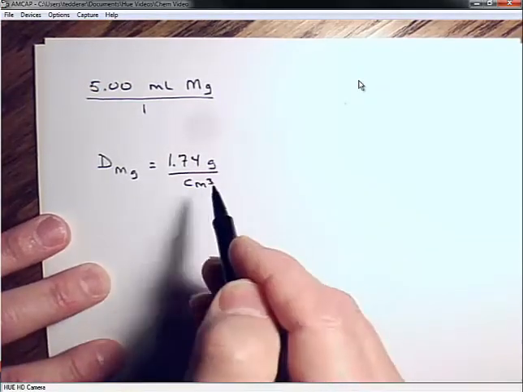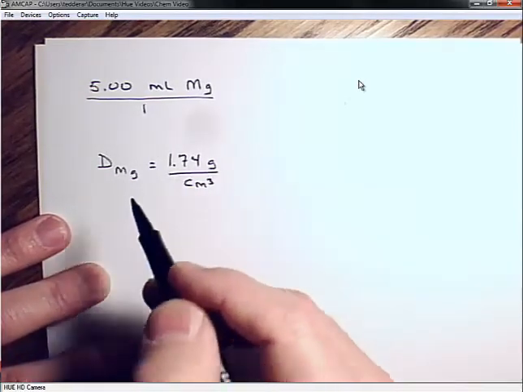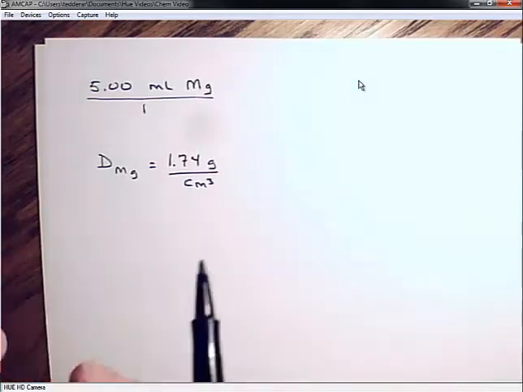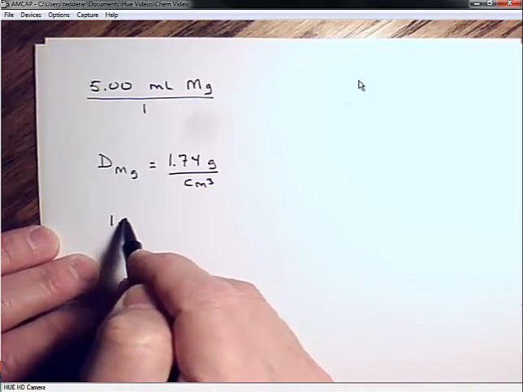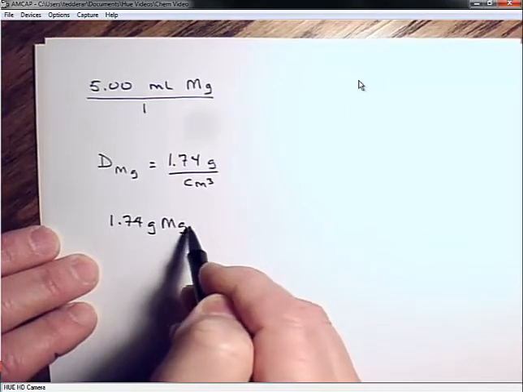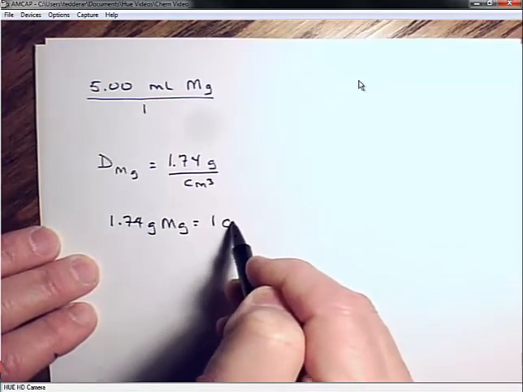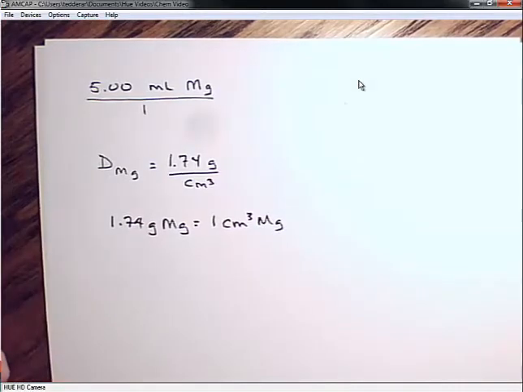And I told you guys already that when you see a density written like this, you need to know what it means. You need to know what information we can get out of that. And so out of this, we can get this equality statement. We say 1.74 grams of magnesium equals 1 cubic centimeter of magnesium.